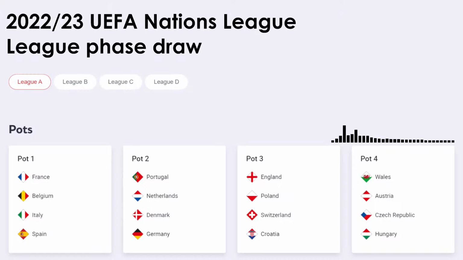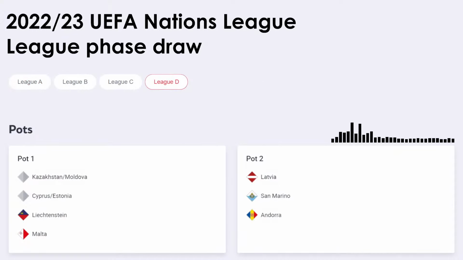UEFA's Deputy General Secretary is here, and he is going to take the draw. The draw will start from League D.